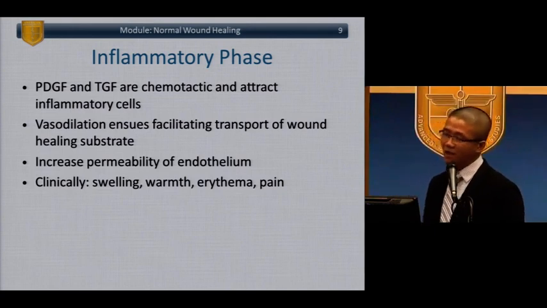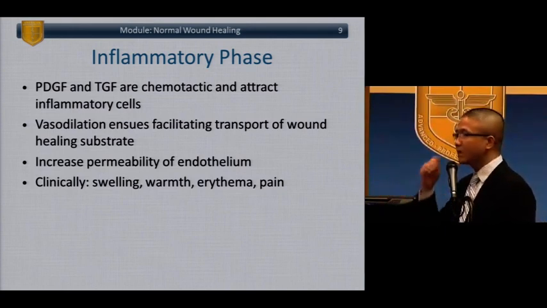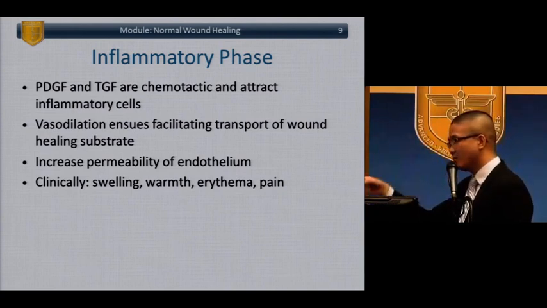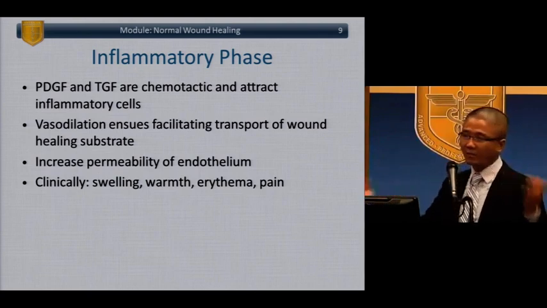So you get the PDGF and the TGF that are both chemotactic, which means that they attract cells to come to them. So it's kind of like the pancreas that has the enzymes that activate themselves, that activate more, and it just keeps on going like this, and it becomes exponential. This is the same process, right? More of these enzymes are produced, and the chemotactic process says, hey, everybody come over here, this is the site of injury.